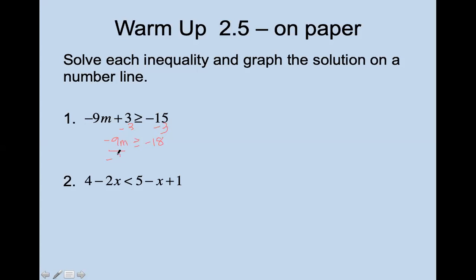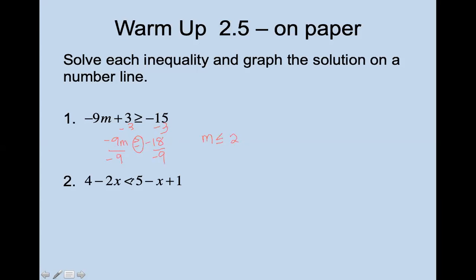Next step, divide both sides by negative 9. And remember, when you multiply or divide by a negative number, you need to reverse the inequality. So my answer is going to be m is, not greater than or equal to, but less than or equal to, and negative 18 divided by 9 is a positive 2.